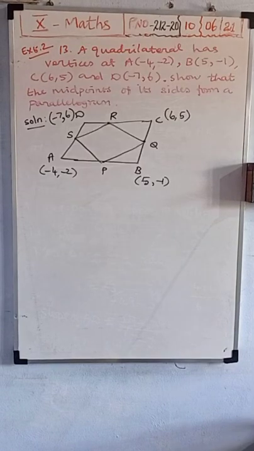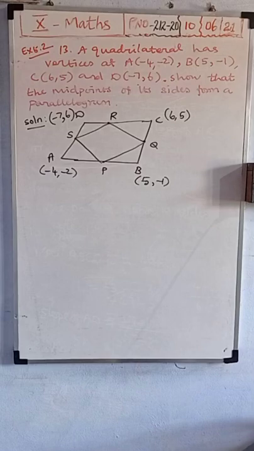Next, the 13th question. A quadrilateral has vertices at A (-4, -2), B (5, -1), C (6, 5), and D (-7, 6). So it is the quadrilateral vertices. Then we want to show that the midpoints of the sides form a parallelogram.